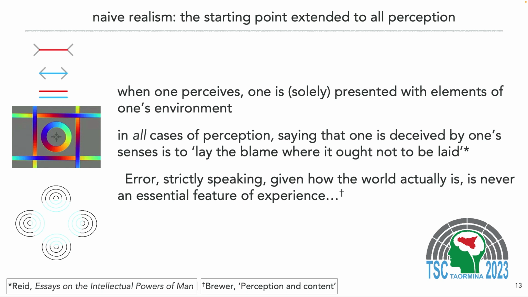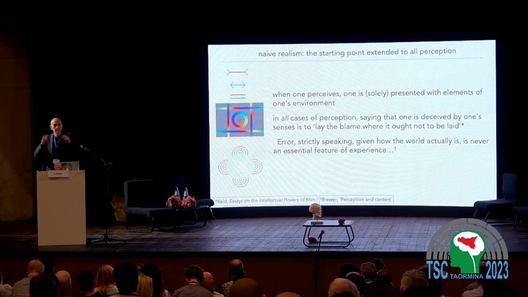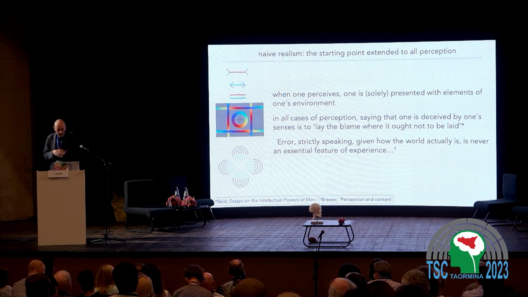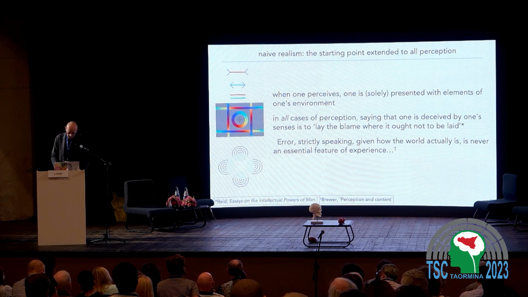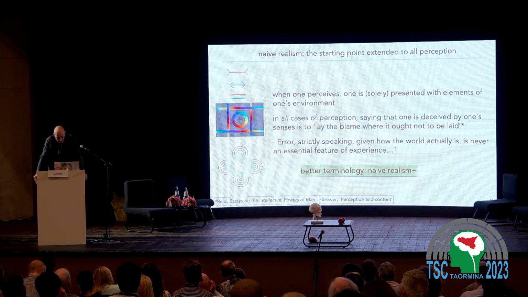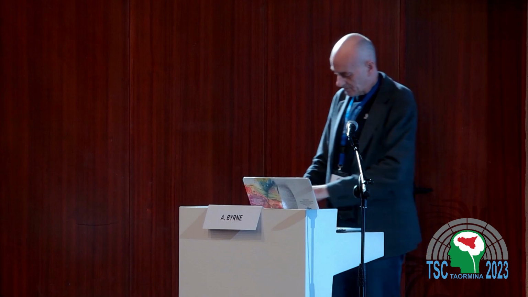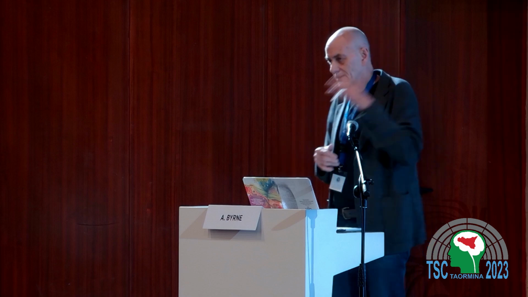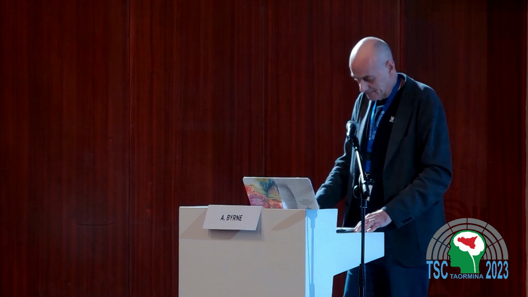So this means that, if it's right, the representationalist is wrong, because the representationalist thinks that in the case of illusion, what's going on is that the brain's best guess, which constitutes your conscious experience, is in error. It's wrong. So error, strictly speaking, is an essential feature of experience, according to the representationalist. It's not, according to the naive realist. Now, again, if I was in charge of philosophical terminology, then I would borrow a typographical innovation from David Chalmers and call this naive realism plus and leave naive realism for the weaker thesis, but I'm not in charge.